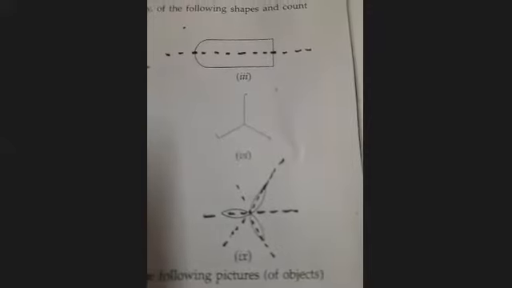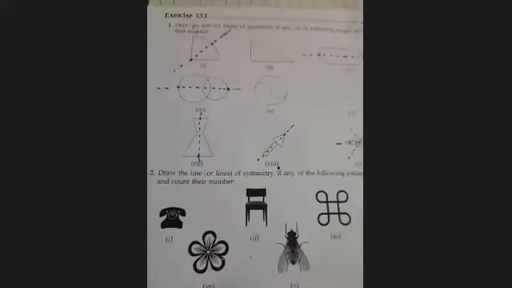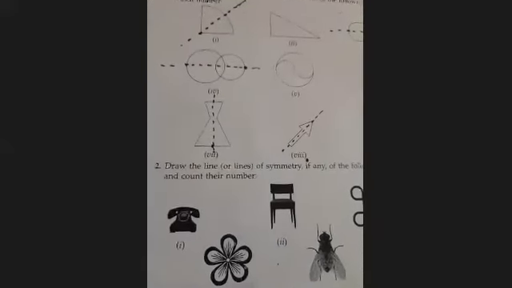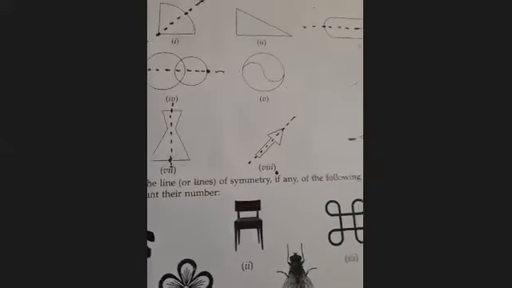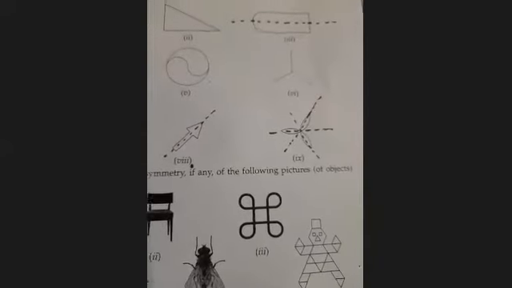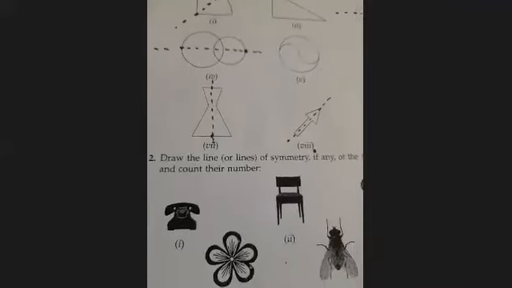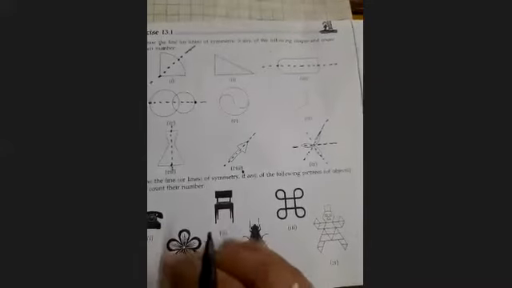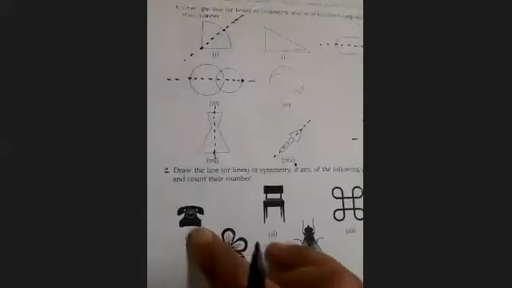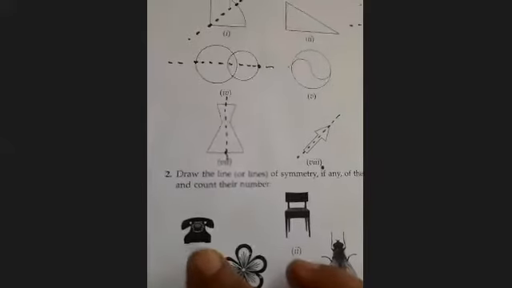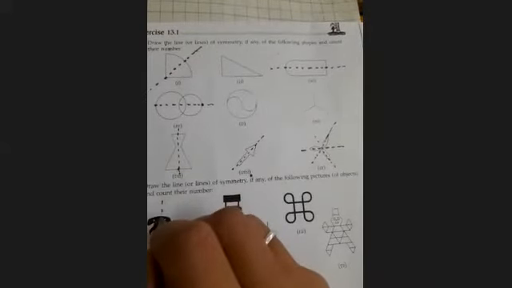Clear, students? Next is the second question. Exercise 13.1, second question. Draw the line or lines of symmetry, if any, of the following pictures or objects and count their numbers. First, divide this figure into two equal parts. We'll draw a vertical line of symmetry.